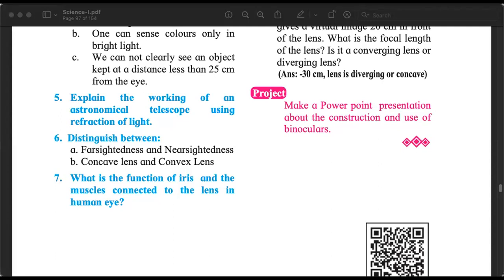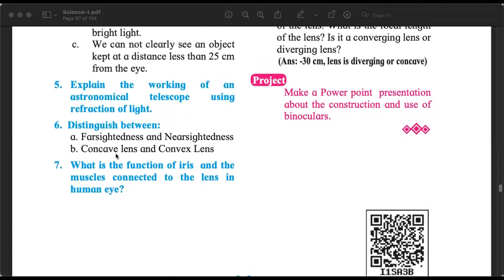Now the question is, one can see colors only in bright light. जब light enough होगा, तभी हम color देख पाएंगे. Now you can just guess कि ऐसा क्यों होता है, और ऐसा इसलिए होता है बेटा, because the cone cells work only when there is enough light. If there is not enough light, then the cone cells cannot work. If the cone cells will not work, we will not be able to see the color. Is the answer clear? We cannot answer this question if you don't know rod cells and cone cells. Thank you for the confirmation.